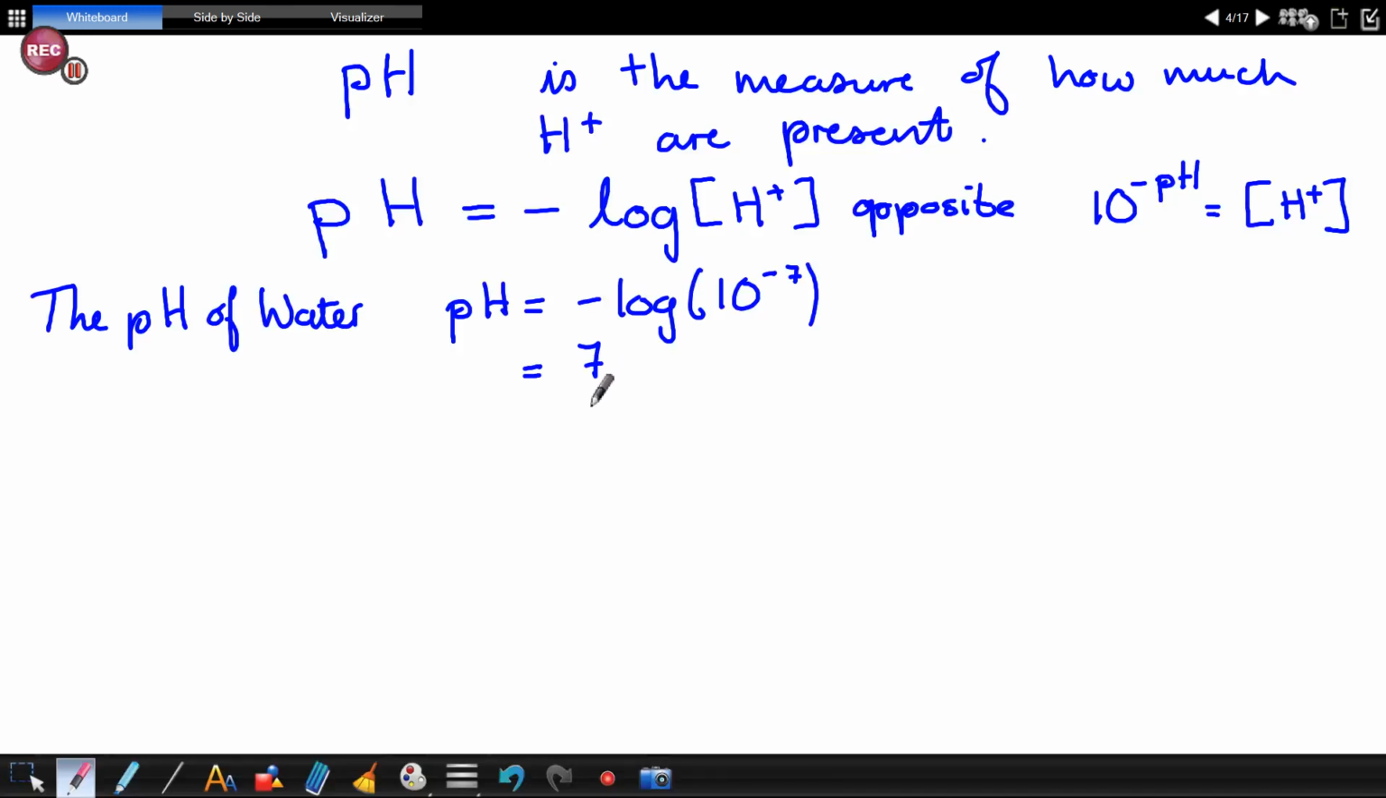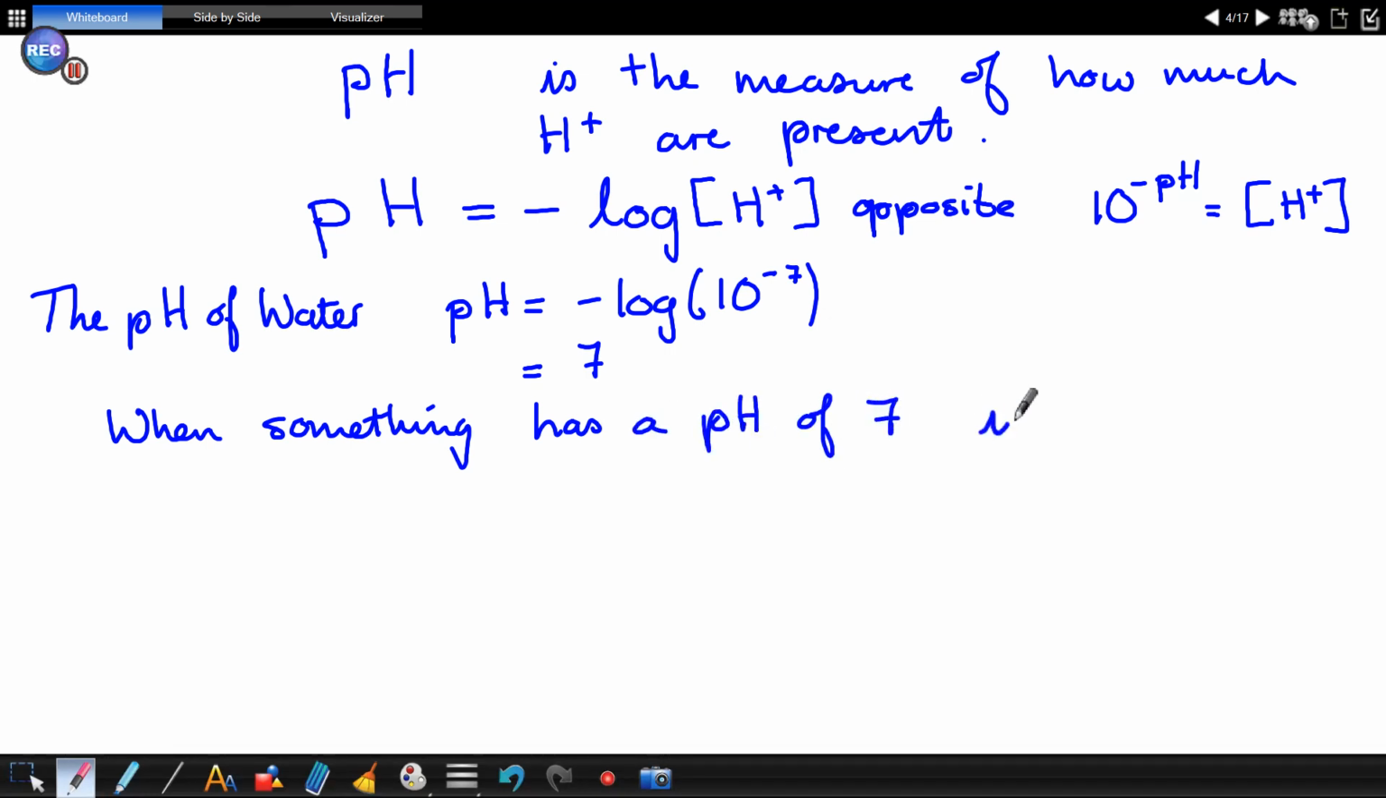And how do we classify water when its pH is 7? Base. Yes, I know. No, it's neutral. So when something has a pH of 7, it is classified as neutral.